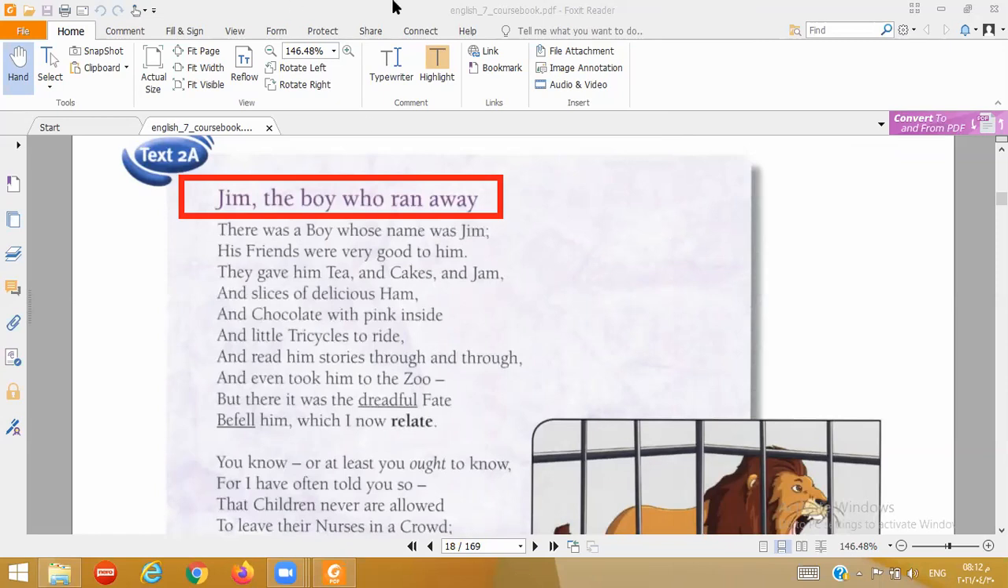Nurai, you're going to read the first 10 lines. Come on, read it.